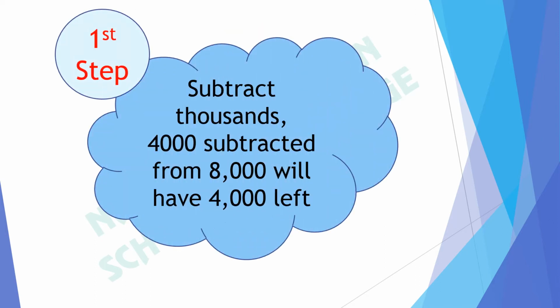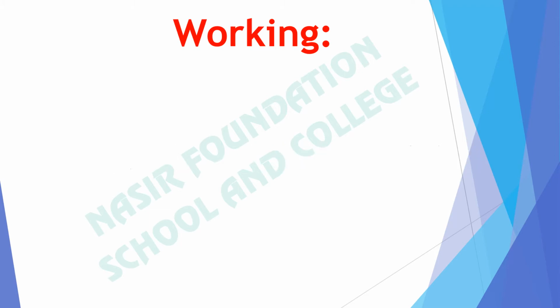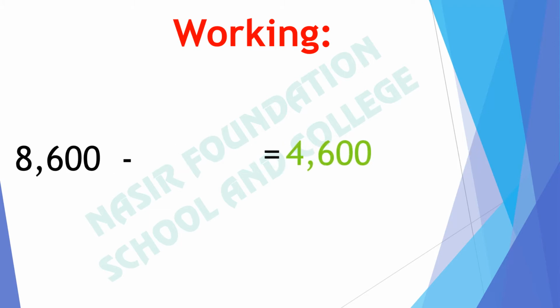First step is subtract thousands. 4000 subtracted from 8000 will have 4000 left. From 8000, if we subtract 4000, we are left with 4000. From 8600, if we subtract 4000, we are left with 4600.